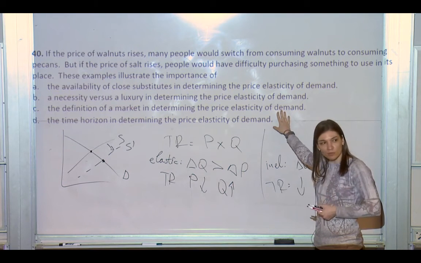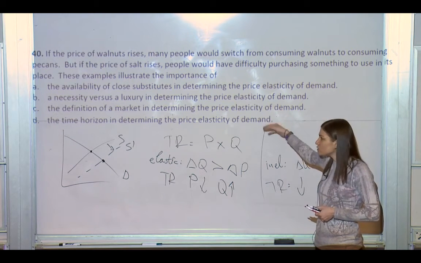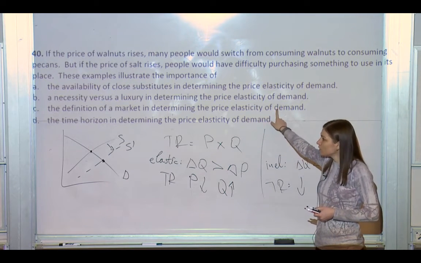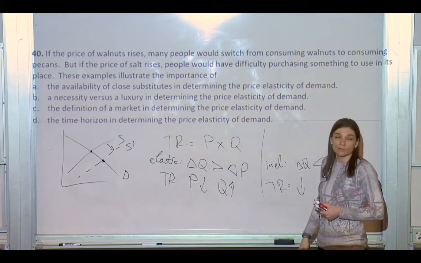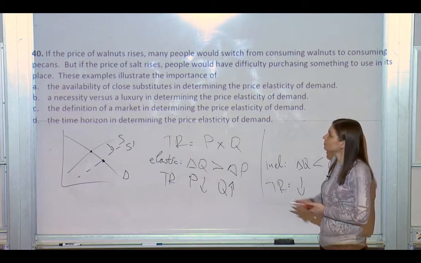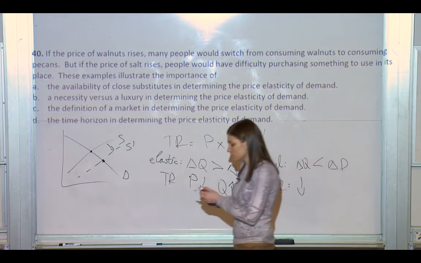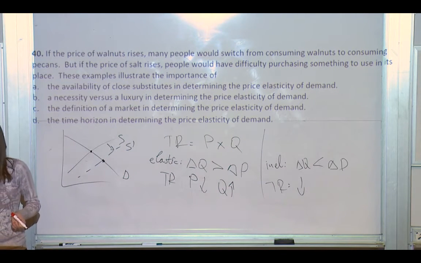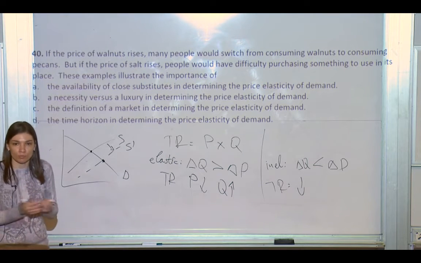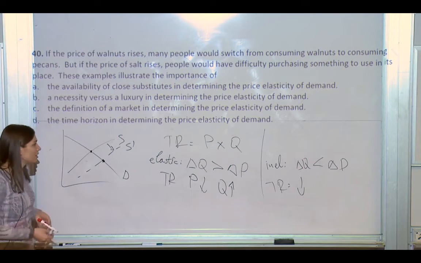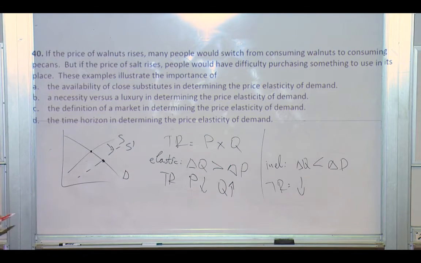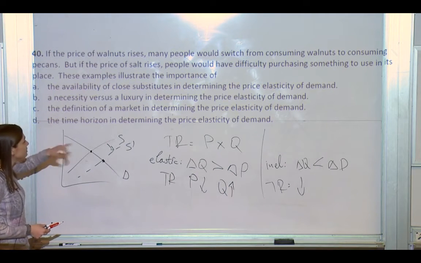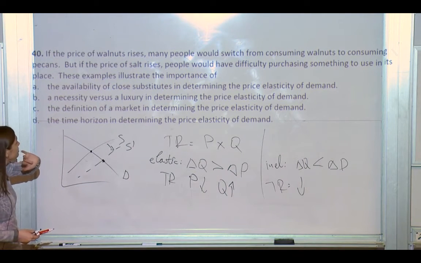These are from first midterm questions. The time horizon basically means that elasticity is higher in the long run. The definition of a market means that when you define the market as markers, expo markers versus school supplies, the elasticity of school supplies would be much lower, because there's not a lot to substitute this market with. A necessity versus a luxury in determining the price elasticity of demand.